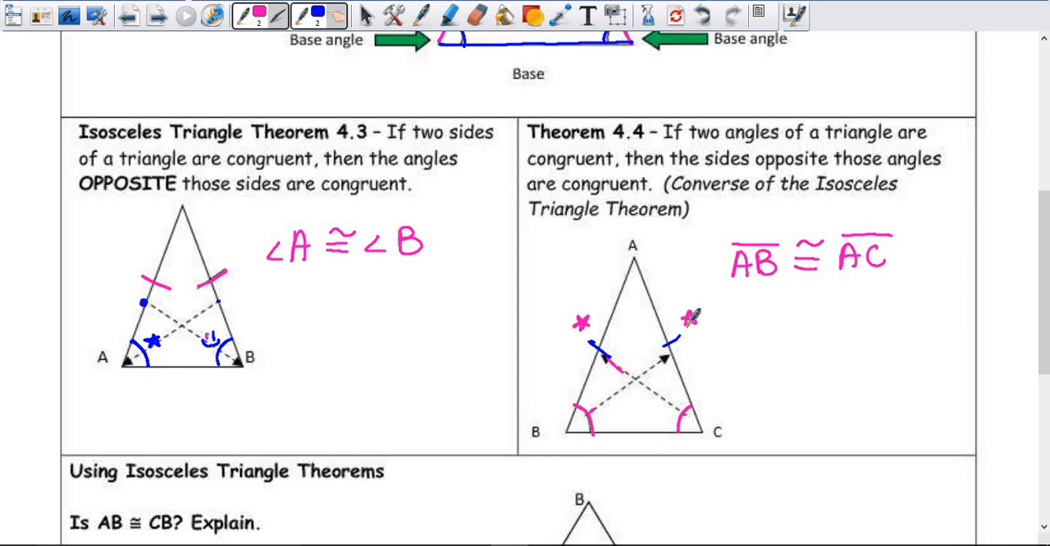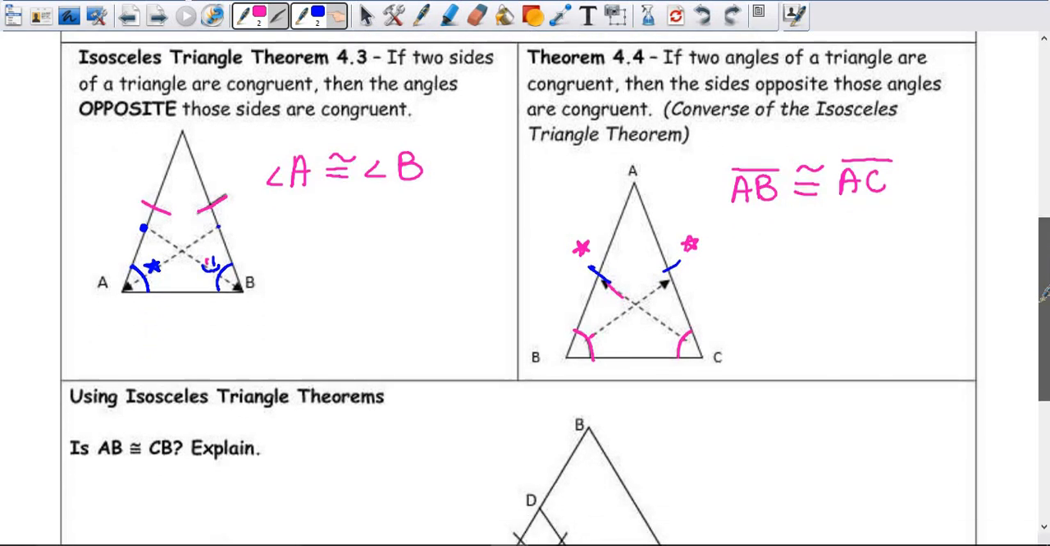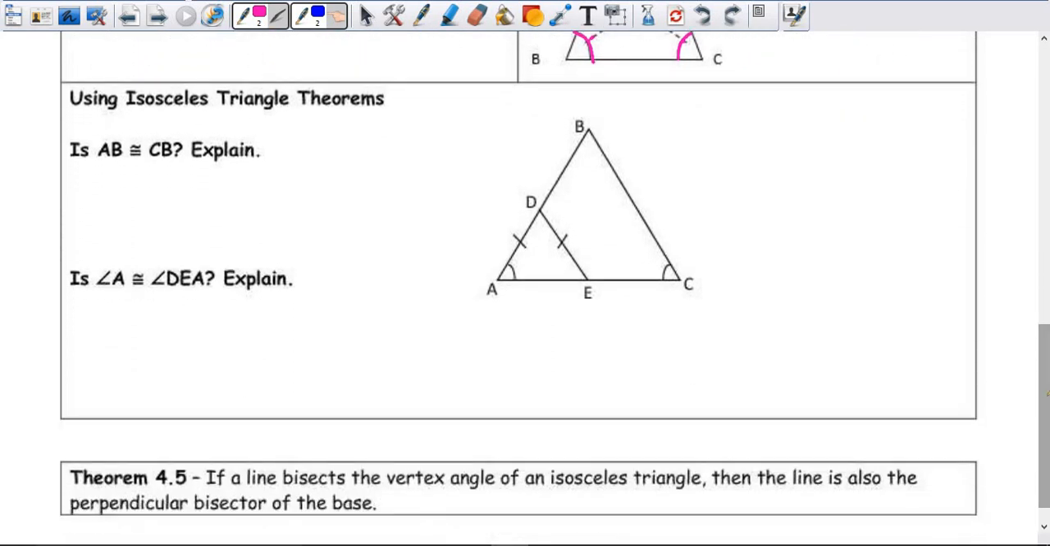Okay, so isosceles triangles can be shown as isosceles triangles if you have the base angles congruent or the legs congruent, but then you know all of that information once you know that it's an isosceles triangle. Okay, so let's use the isosceles triangle theorems here.